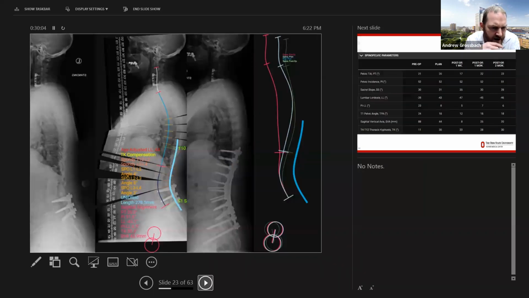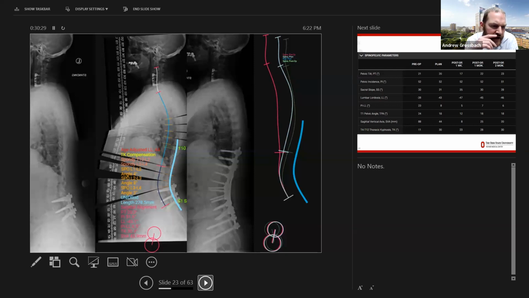And then this is kind of what she looked like after. So then we can compare this and say, what did she look like before? What's our plan? And were we able to achieve that plan? And on the right there, it shows kind of what her balance was before, what our plan was, how close we got with our execution. And the blue line on the right, that's our patient-specific rod. So this is the shape of the rod that gets shipped.